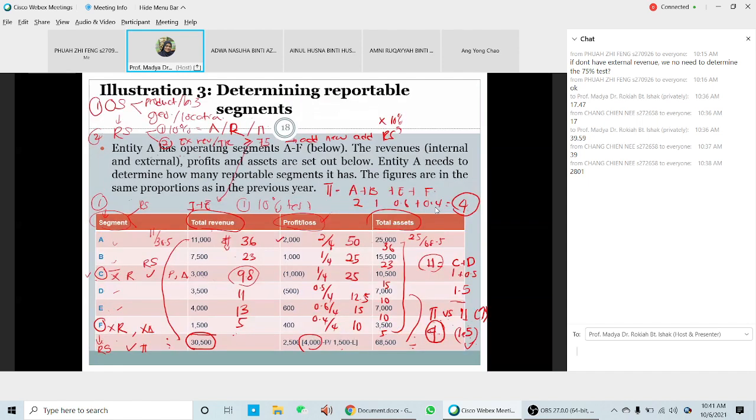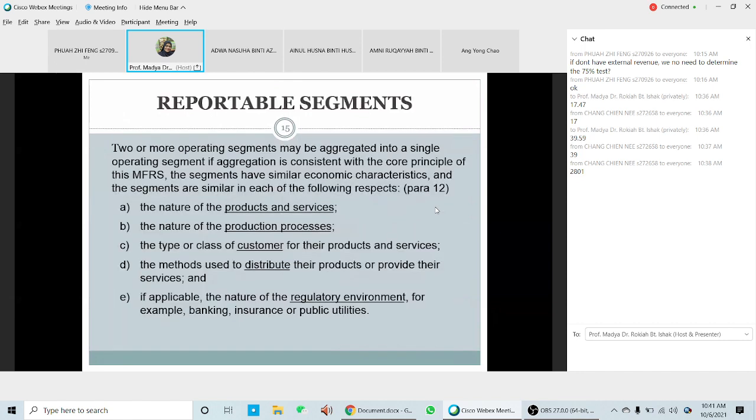Please look again at illustration 3, because there is a combination of profit and loss. This one is also important: even though they do not fulfill the criteria, if they have similar economic characteristics, then they may be considered a reportable segment. They can join together the two operating segments that do not fulfill the 10% test, if they have similar economic characteristics.